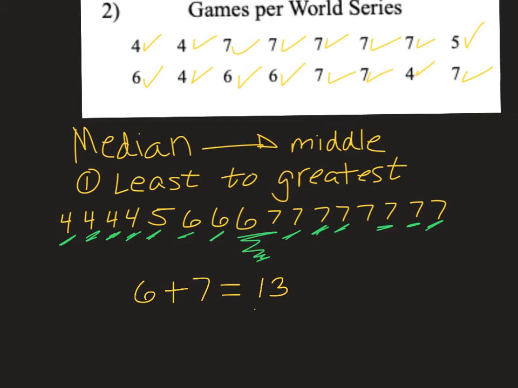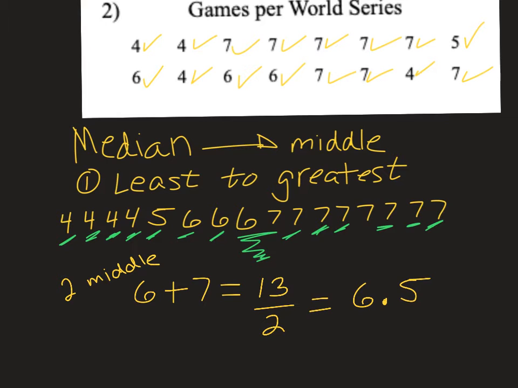And then you're going to divide them by 2. So these are my two middle numbers. So we're going to add them together, and we're going to divide by 2. And that gives us the number that's halfway in between 6 and 7.